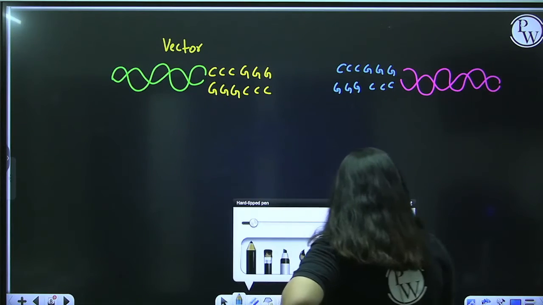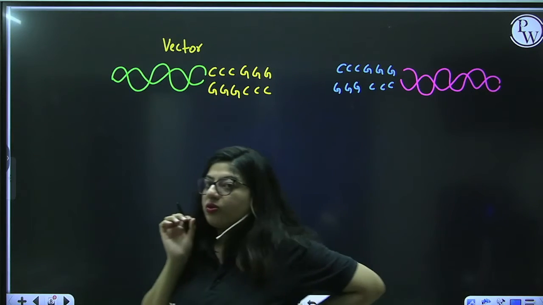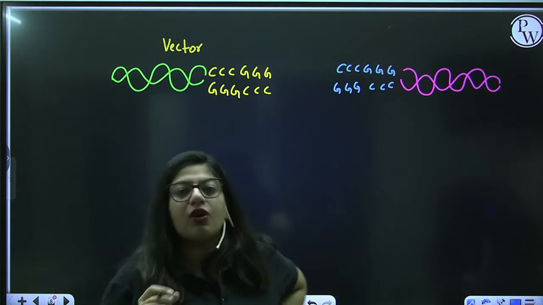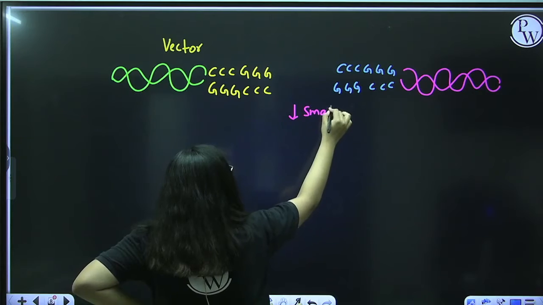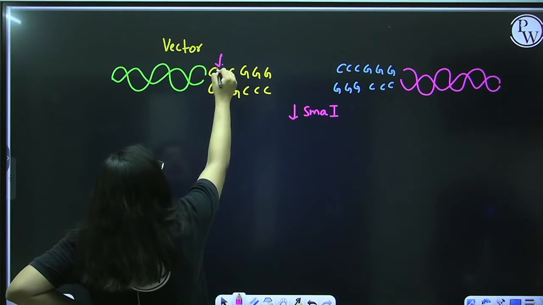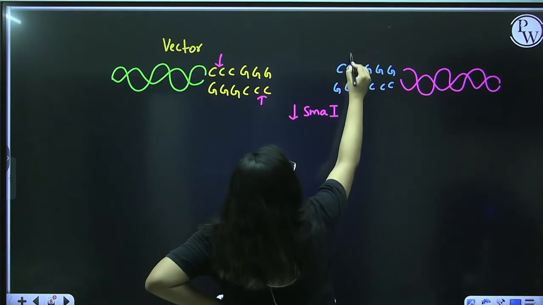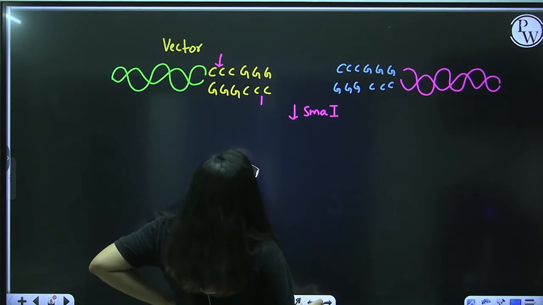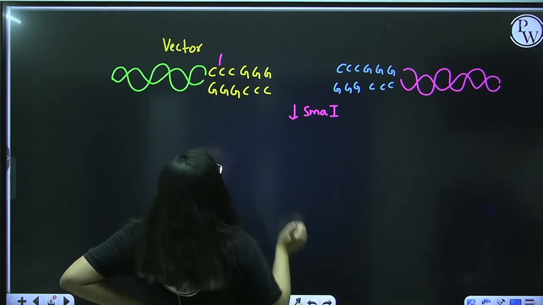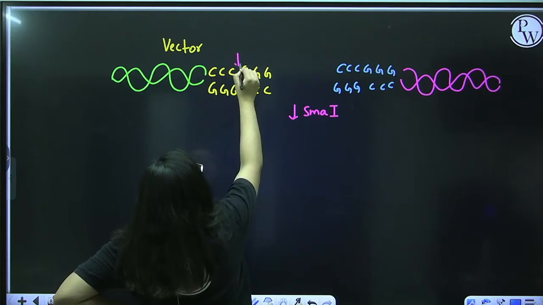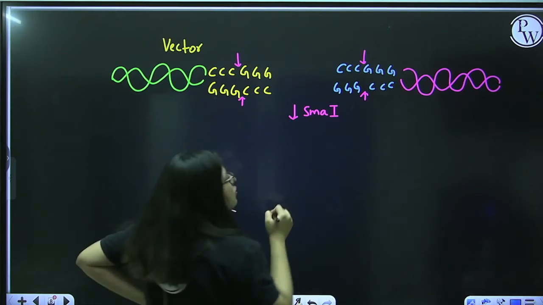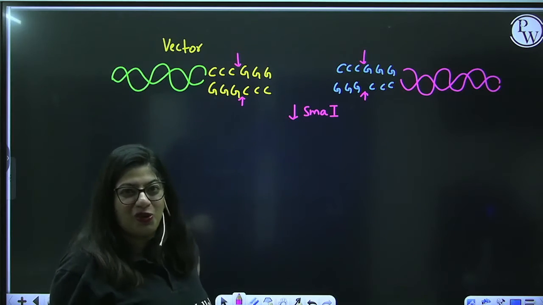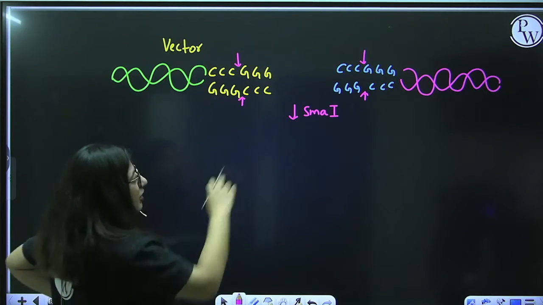Now the restriction enzyme that we need to use here to make the complementary ends will be SMA1. SMA1 will cut them here. Sorry. It happens sometimes to the teacher when they are more excited to teach a topic. Okay, so SMA1 will cut them in the middle.